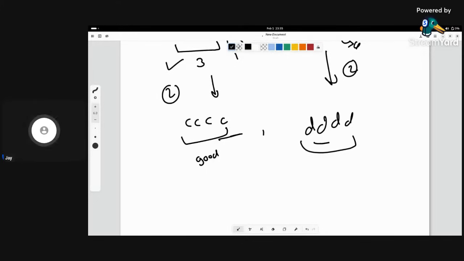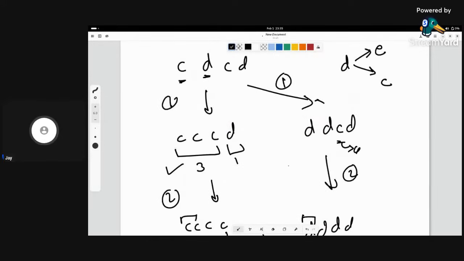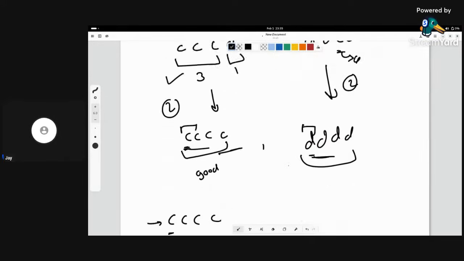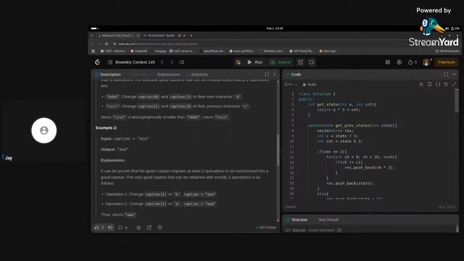So if you compare CCC and DDD, the first place where they differ is the first character itself. Here, C is smaller than D by alphabetical order. A is smaller than B, then B is smaller than C, and so on. C is smaller than D, so our answer would be CCC. This is the smallest thing that you could get by doing 2 operations, and 2 is the minimum number of operations you'll need. So that was the first test case.